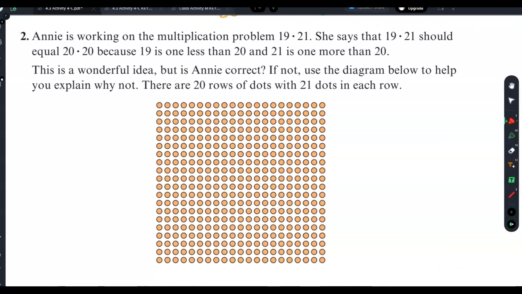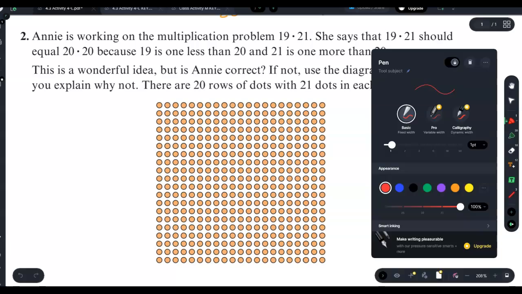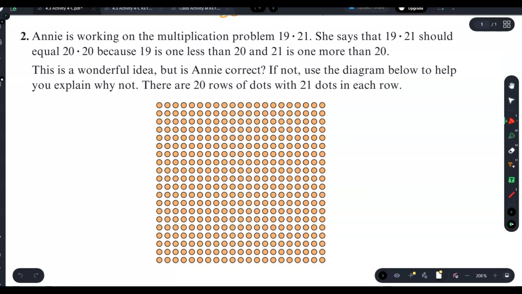And it tells us here that there's 20 rows of dots with 21 dots in each row. So this idea kind of makes a lot of sense. I think if this were addition, it'd be very clear: if I'm adding 19 and 21, that would be the same thing as 20 plus 20, because I'm essentially taking one away from one and giving it to the other, right? But does that work with multiplication? With 19 times 21, can I say that that's the same thing as 20 times 20?